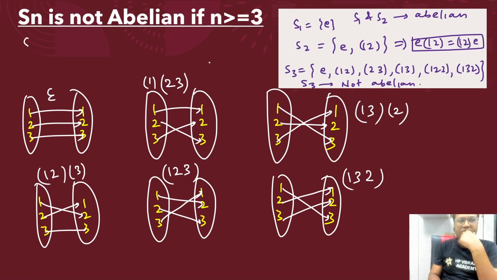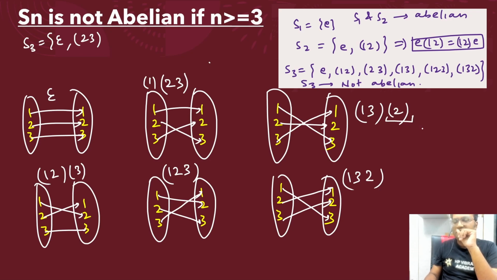So the elements of S3: the first one is the identity element, the single mapping. 1 goes to 1 is the identity. So identity times (2 3) is (2 3). Now we have (2 3) times the identity.